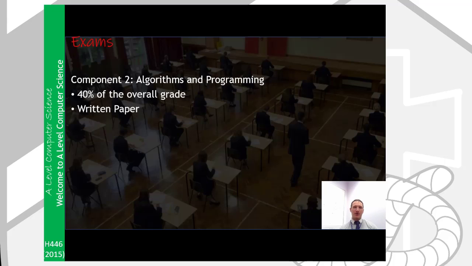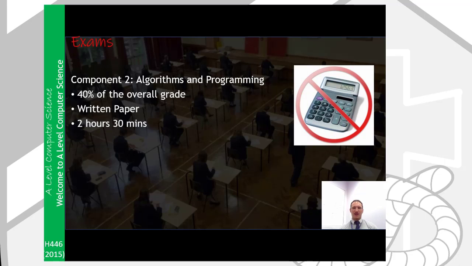Then we have component 2, which is algorithms and programming. This is similar to the OCR GCSE paper 2, where you're assessed on the programming elements of the course and your knowledge about the algorithms. So things like bubble sort. How does a bubble sort work? How do you program a bubble sort, etc. This is 40% again, and it's a written paper. 2 hours 30, and it's non-calculator again.